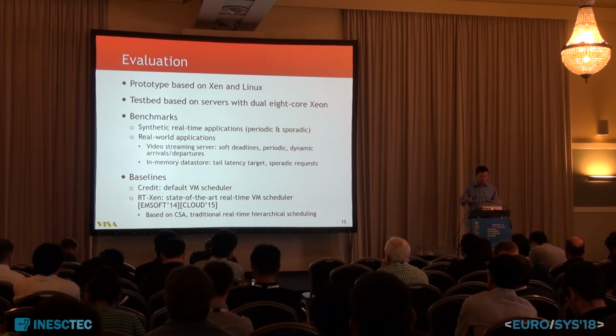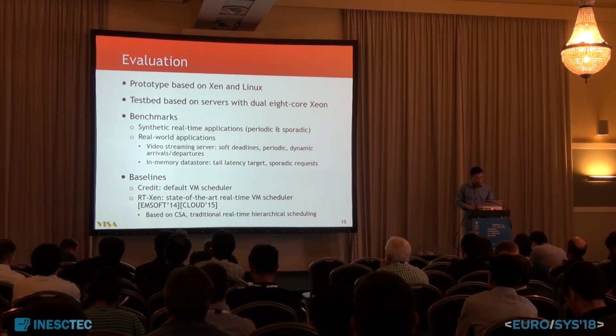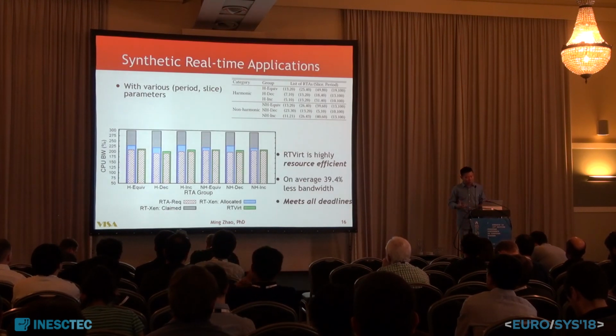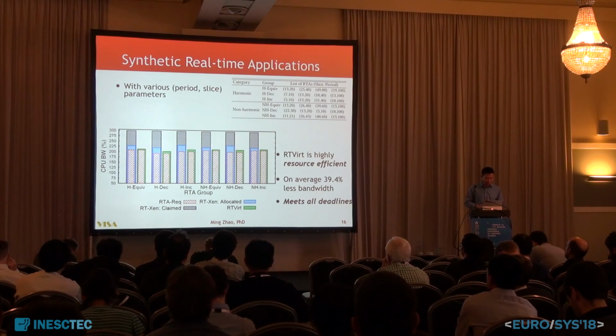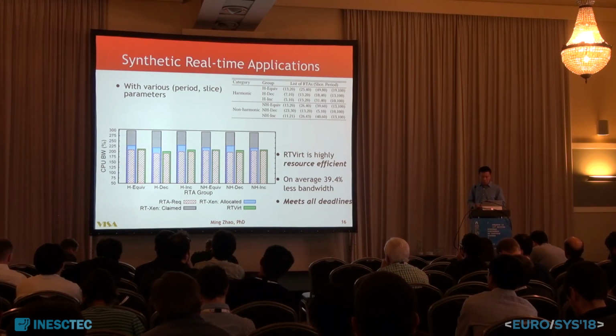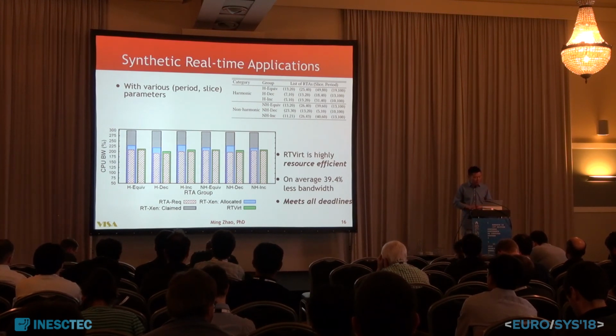It is based on the SASA theory, which is a traditional real-time hierarchical scheduling theory. And we also compare it to the default Xen scheduler, which is Credit. So I want to spend a little bit of time on the first experiment. Although it's based on a synthetic benchmark, it allows us to explore the design space quite conveniently.